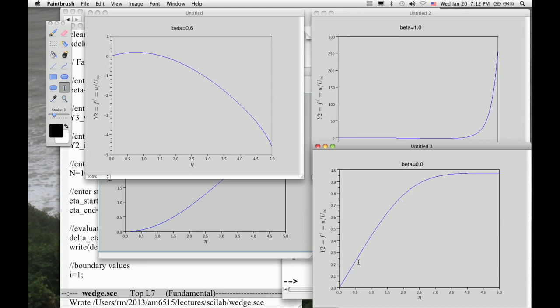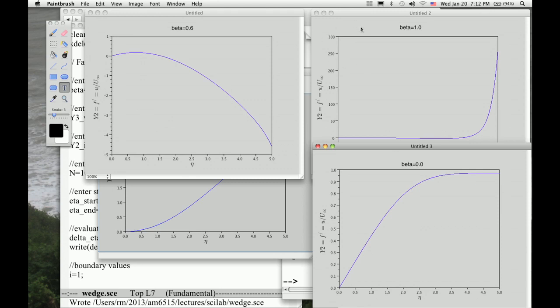So again, here of course it lies between 0 and 1. At 5, it's nearly 1. So for U by U infinity, what you can basically see is that at eta 5, the U is almost equal to the free stream. And this is interesting: when beta is equal to 0.6, U seems to be in the opposite direction of U infinity because it is negative.